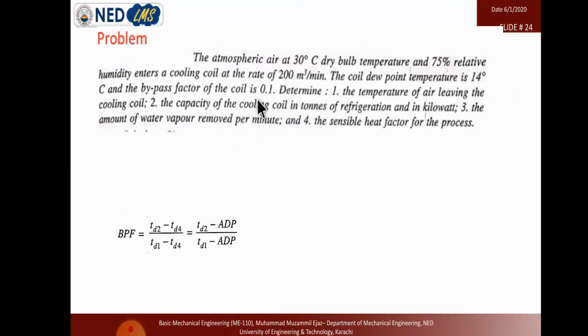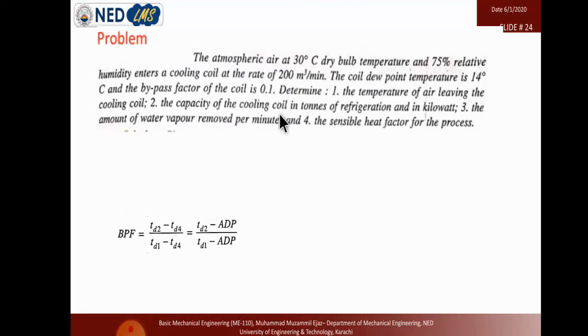Determine the temperature of the air leaving the coil, the capacity of the cooling coil in tonnage of refrigeration and kilowatts, and the amount of water vapor removed per minute. So these three quantities we are going to calculate. We are not calculating the sensible heat factor because it goes into further details which are not in our course. We have to calculate the capacity of the cooling coil, that is in our course content.